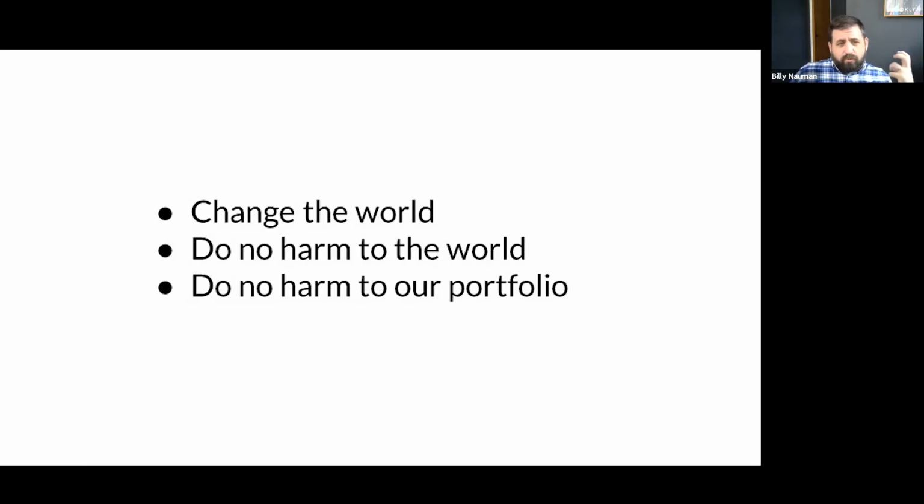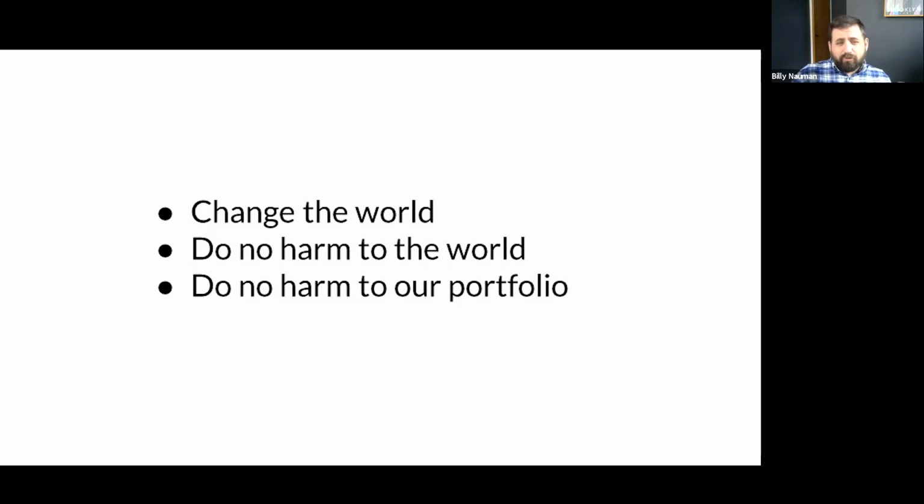When you think about the way investors are looking at it these days, we've come to throw them into three buckets. There's the change the world crowd, your impact investors, ones who want to use their money to make the world a better place. You see that a lot on the foundation endowment side, more so than on the pension side. Then you've got do no harm to the world, ones who want to make sure that they are not part of the problem in terms of climate or social ills or whatever it may be.